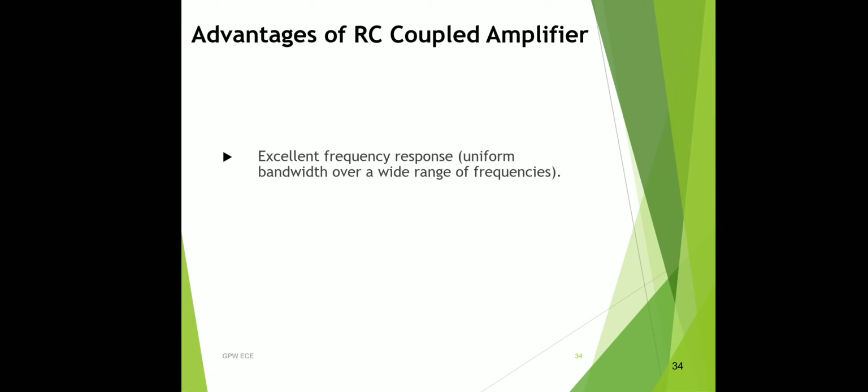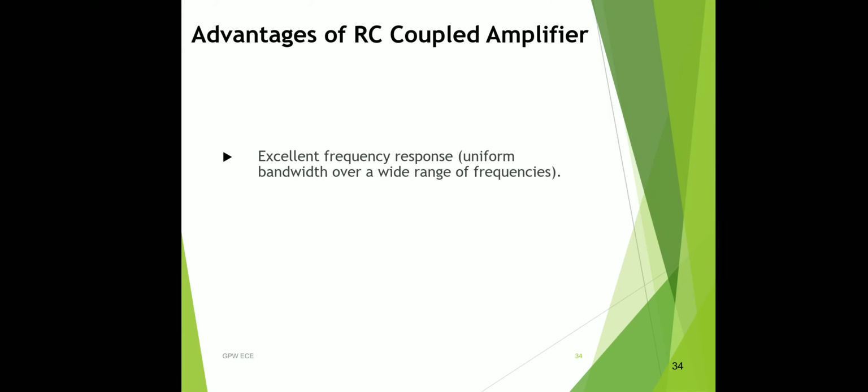Advantages of RC coupled amplifiers. The main advantage of the RC coupled amplifier is that its frequency response is very high. Just now we discussed, there is a constant uniform gain. The gain is almost constant for a wider range of frequencies. That is the reason the frequency response is very good for the RC coupled amplifier.